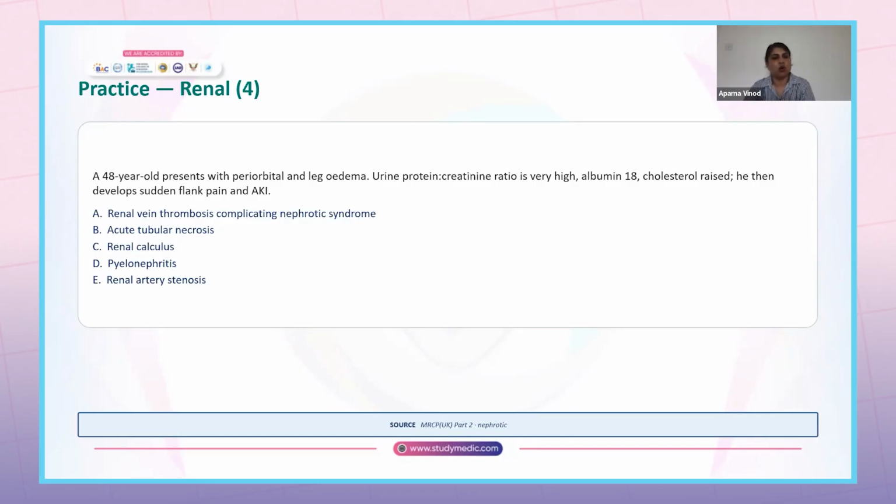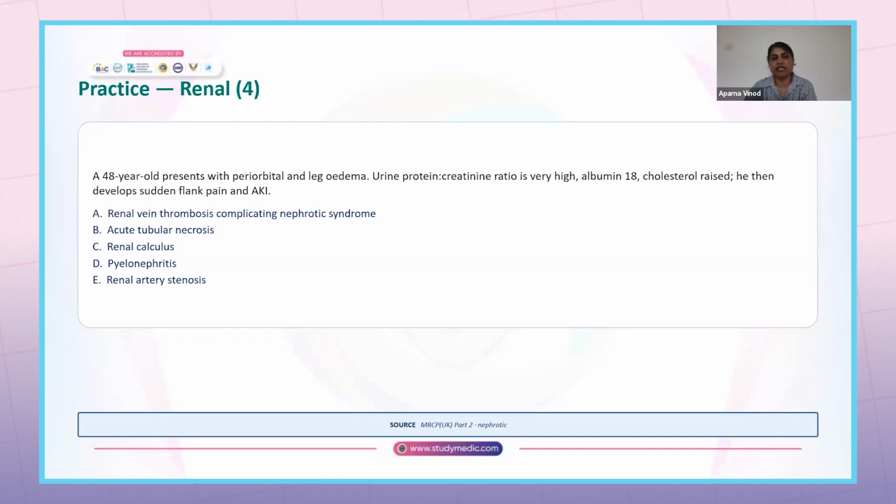So it is all OOO, isn't it? Periorbital and leg edema, proteinuria, hypoalbuminemia, and hyperlipidemia. So what would you think it is? It is nephrotic syndrome. Now you have to think about the complication of nephrotic syndrome, one of which is renal vein thrombosis complicating nephrotic syndrome.